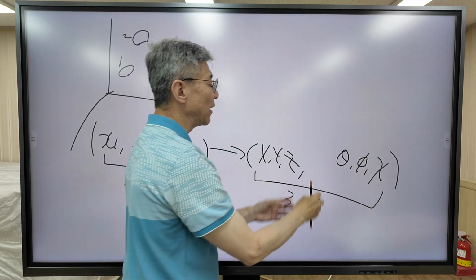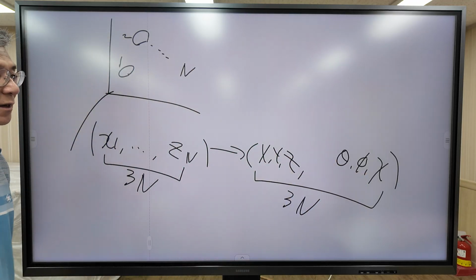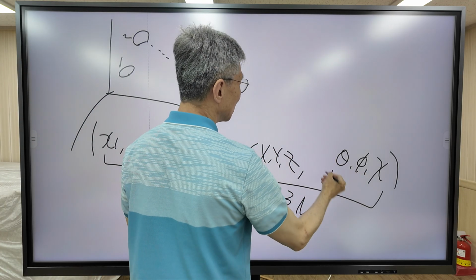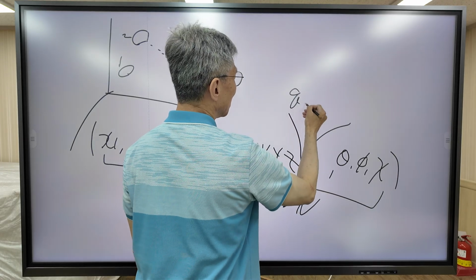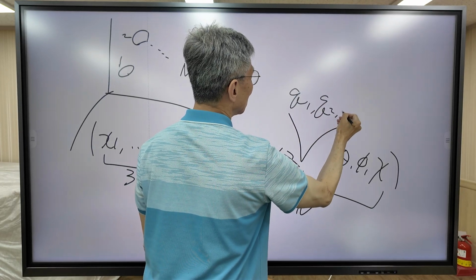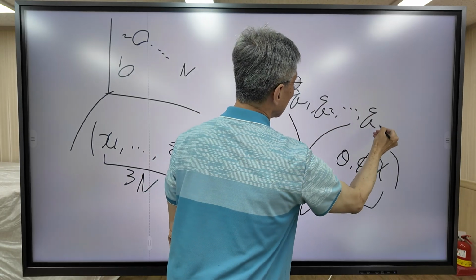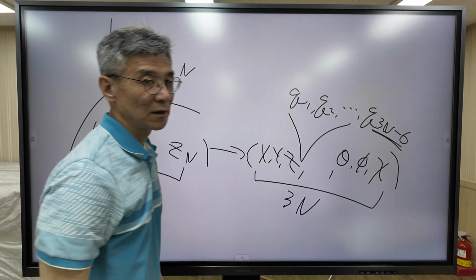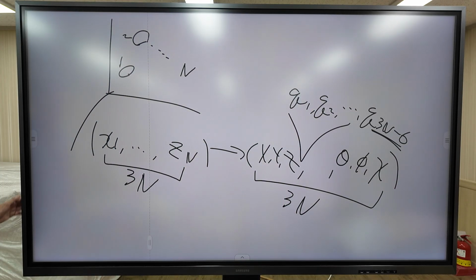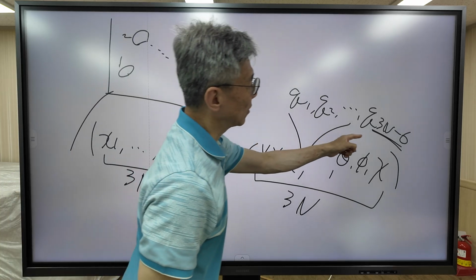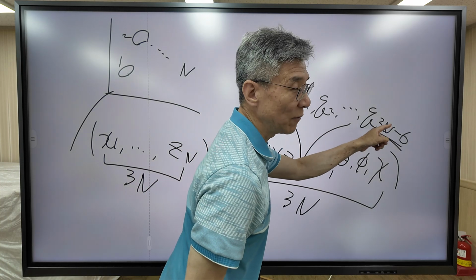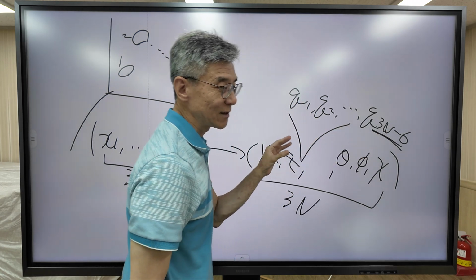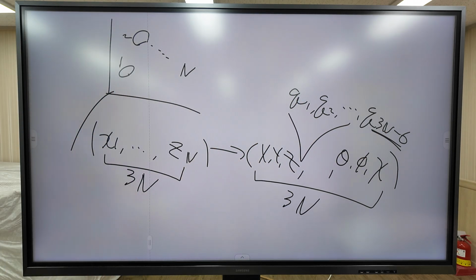Then how many vibrational coordinates remain? Q1, Q2, and so on up to Q3n minus 6, right? So for non-linear molecules, we have a total of 3n minus 6 vibrational modes. This is our final conclusion.